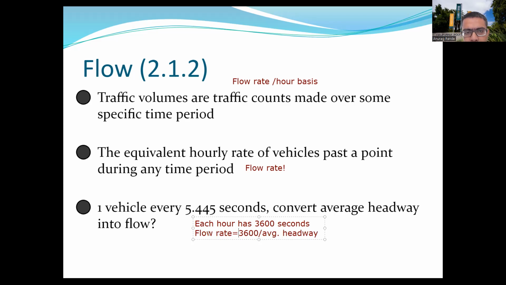So if you want to convert headways into flow rate, this is the way to do it: you do 3,600 divided by the average headway. In the previous example that I just showed you, that's divided by 5.445, and that gives me a flow rate. Typically, flow rate is what defines the capacity of a roadway segment, just to give you an idea. Once you have the per hour basis, you can convert that into a per hour per lane basis as well.